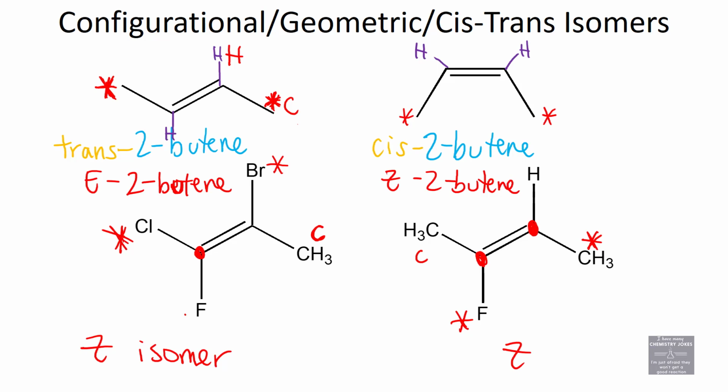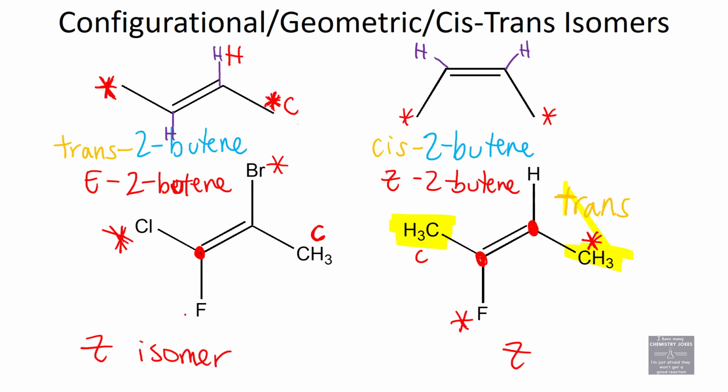This last example is sometimes confusing to students because if you tried to name this last one as a cis-trans isomer, you actually technically could. If you're looking for similar groups, this CH3 and that CH3, I would not only call those similar groups, those are the same. So the yellow highlights make me call this thing trans.